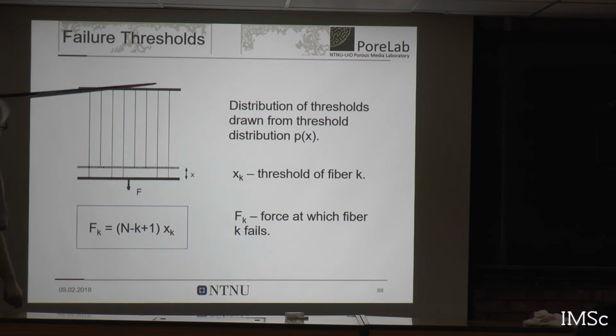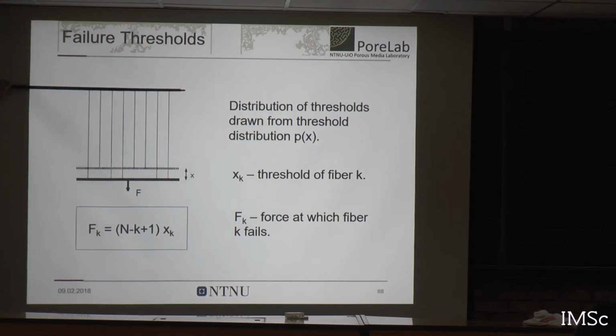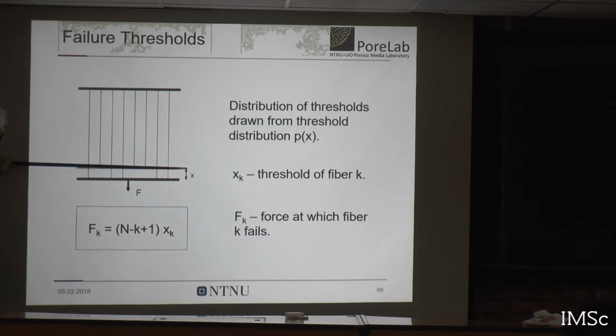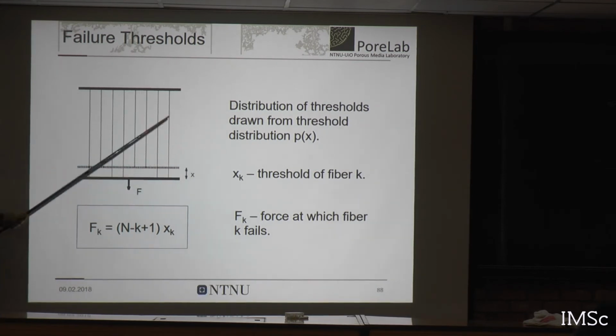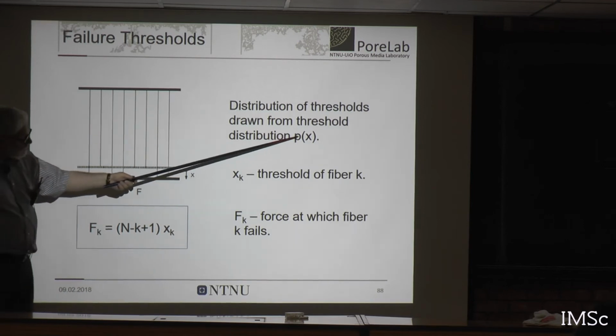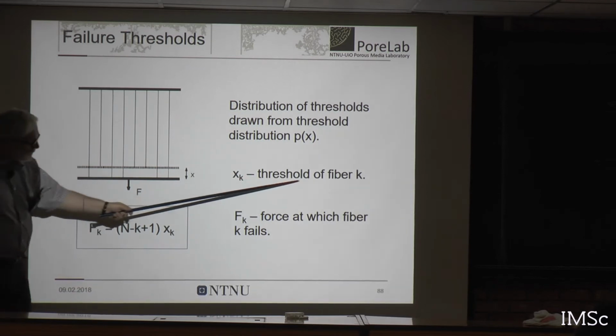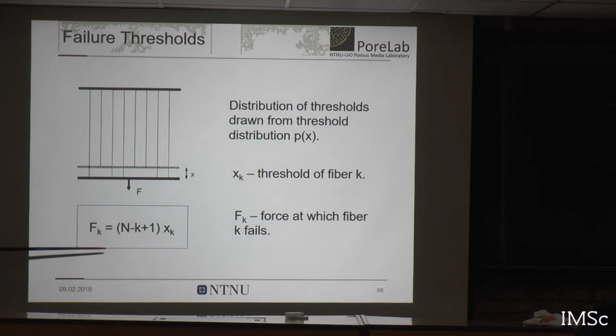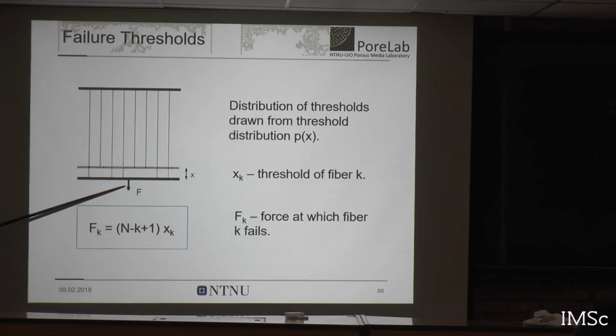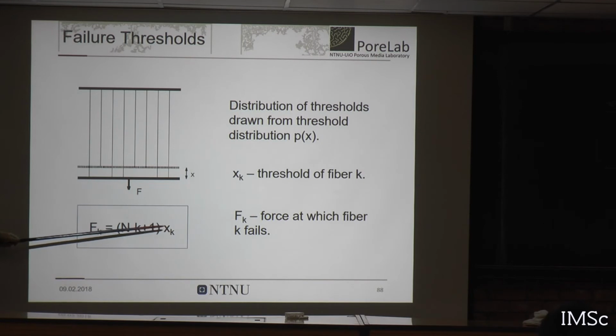Now, here you see it from the side. So this clamp is just sitting there. Here is the position of the lower clamp when the force is 0. And then you increase it by some elongation x. The thresholds have been drawn from some threshold distribution, p(x), and x_k is the threshold of fiber k. And here is the force you have to apply in order to break fiber number k. So k are the ones that are already broken, and here's the threshold, like this.